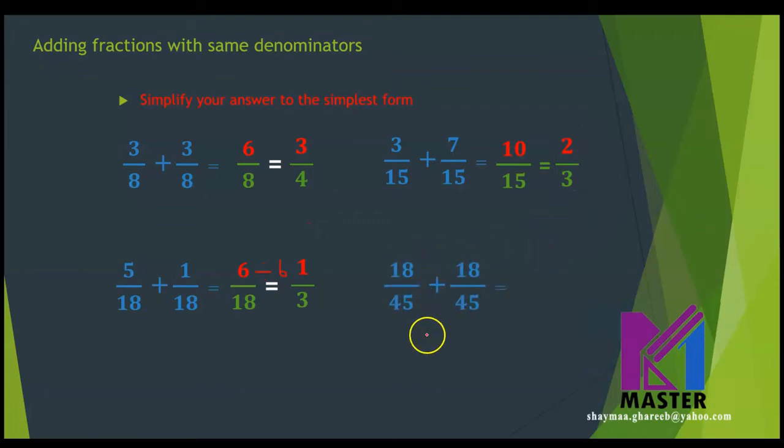Look at this example here. 18 plus 18 equals, what do you think? 36. Do I add the denominators? Of course not. They both have the same denominator, so I only add the numerator. So it will be 36 over 45. I can simplify up and down by dividing by 9. If I divided the 36 by 9, I will get 4. If I divide the 45 by 9, I will get, yes, 5. Then the answer will be 4 over 5 in the simplest form.